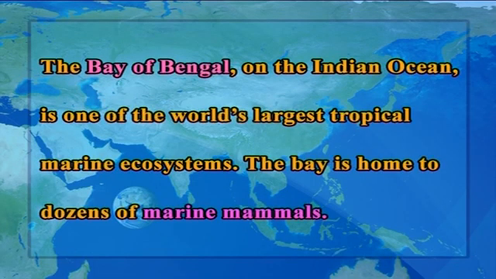The Bay of Bengal on the Indian Ocean is one of the world's largest tropical marine ecosystems. The bay is home to dozens of marine mammals.